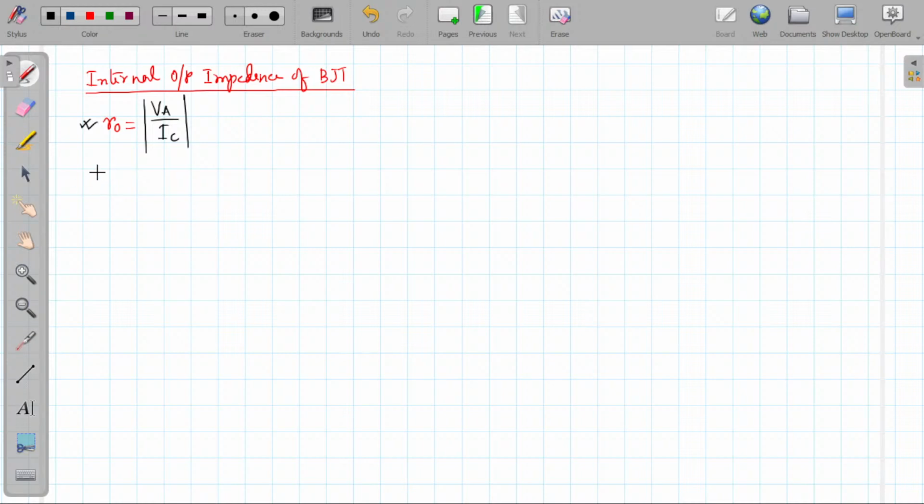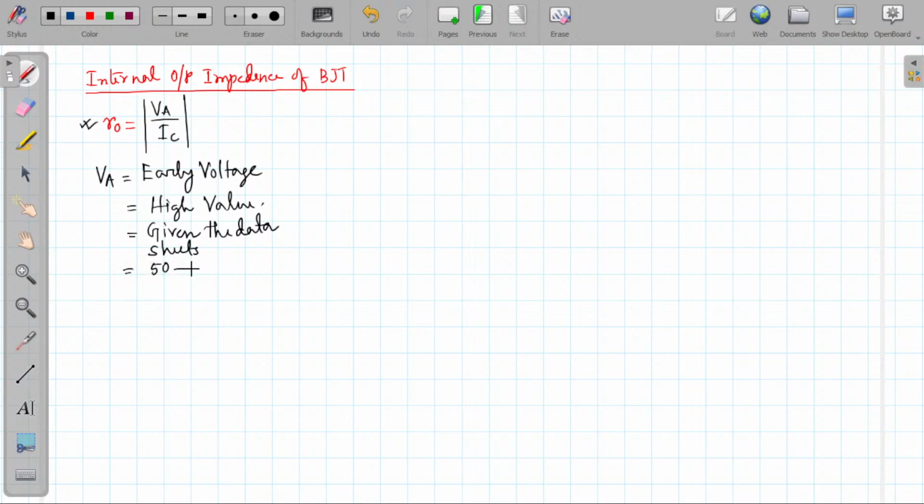So what is VA? VA is nothing but the early voltage. And this voltage value is very, very high. Practically the value of the early voltage is very, very high. This early voltage value is given in the data sheet. Every transistor has its own data sheet, and from that data sheet we can find the value of early voltage. Generally, the value of the early voltage comes in between 50 to 100 volts.